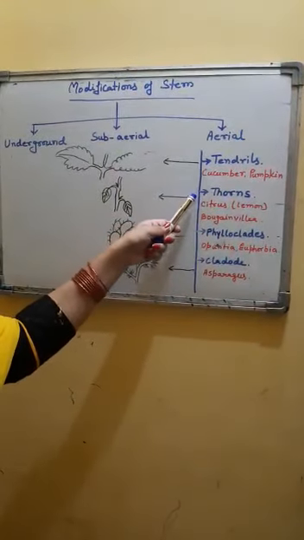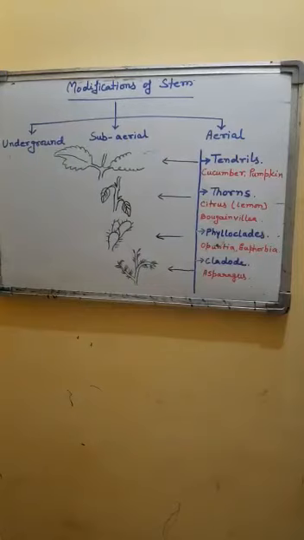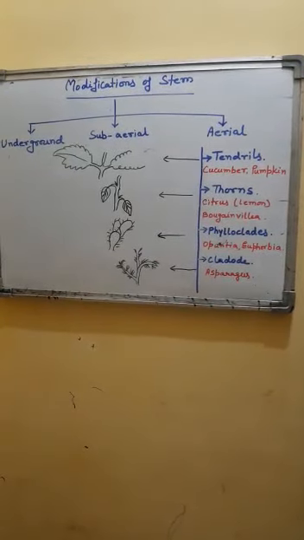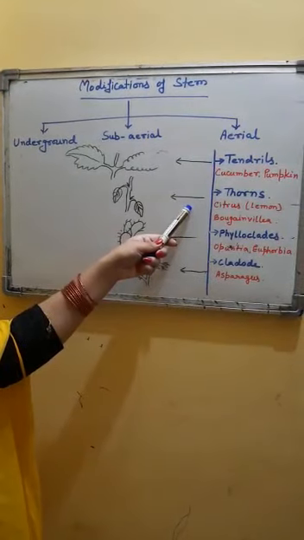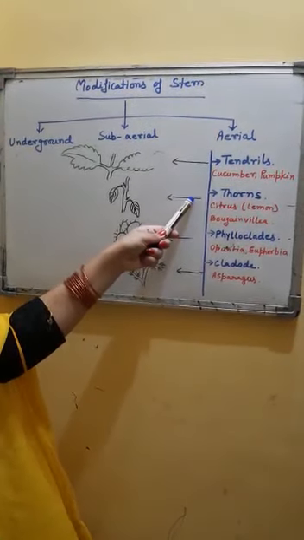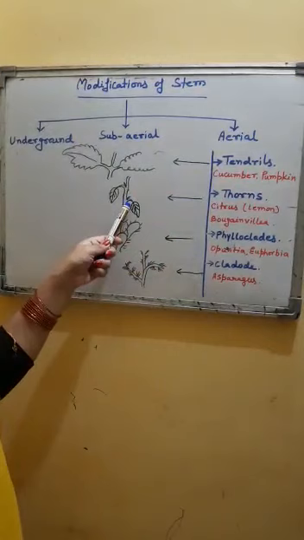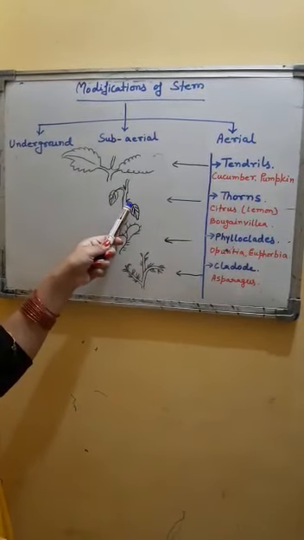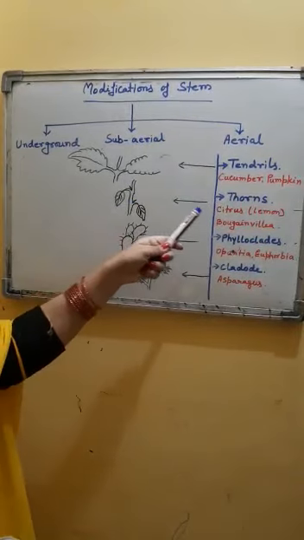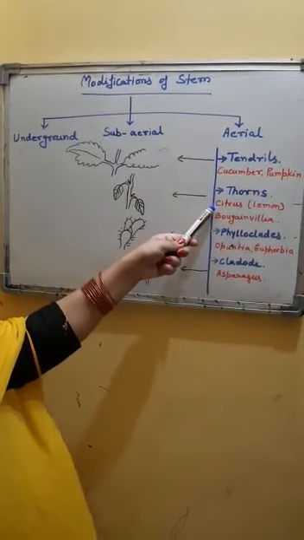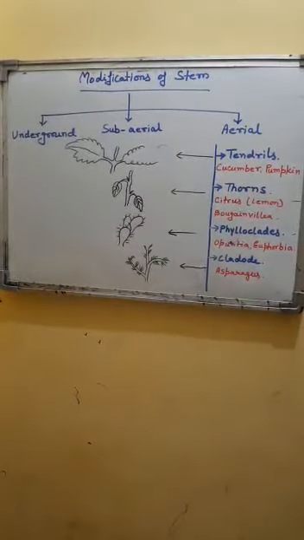The second example is thorns. Thorns are present in plants for protection. Sometimes axillary buds modify into hard and pointed woody structures called thorns. Examples are citrus plants like lemon, bougainvillea, etc. These thorns are for protection purposes.